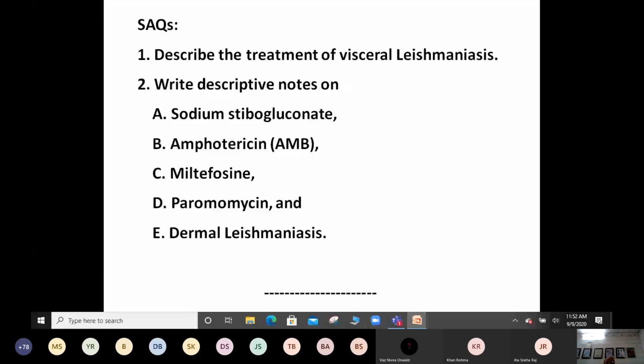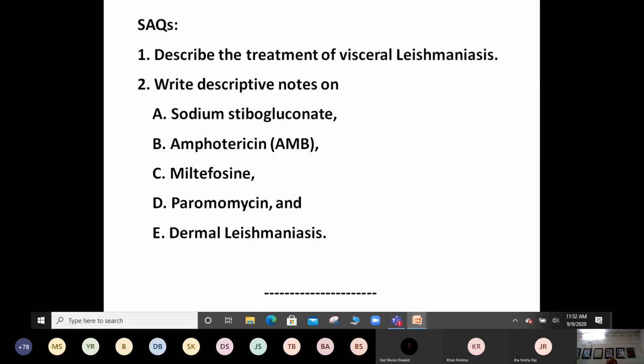No, sir. Okay, these are some SAQs, assignments. You have to complete them. Describe the treatment of visceral leishmaniasis. Describe, that means the regimen, combined therapy. When we say the treatment, it means the drug, dose, route, frequency, total duration.